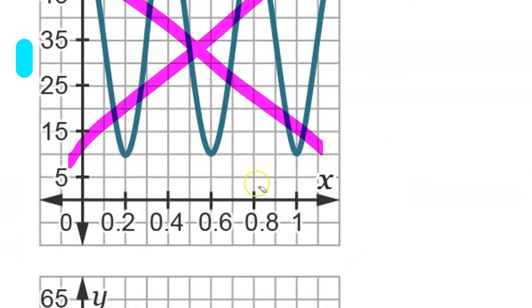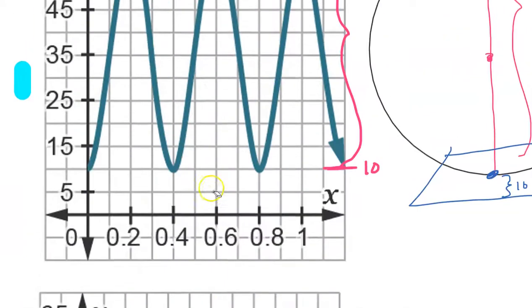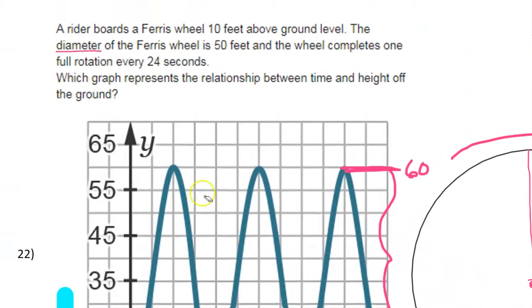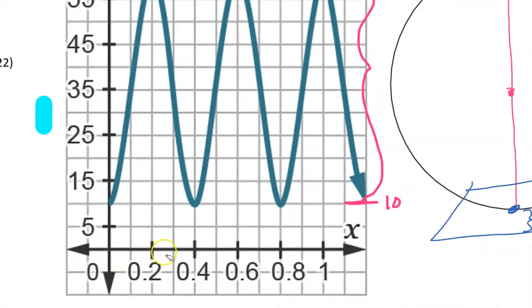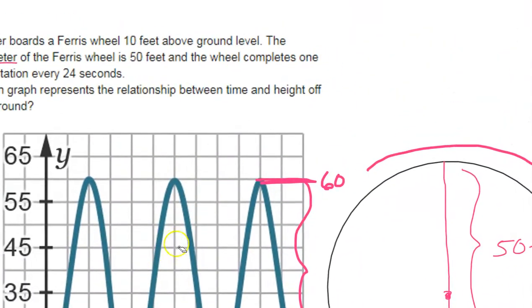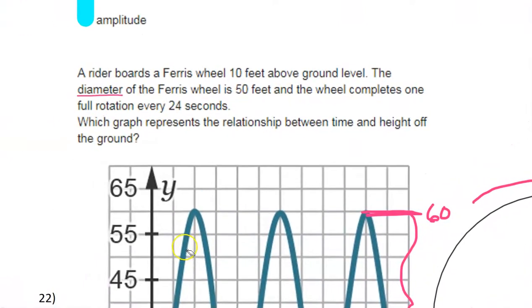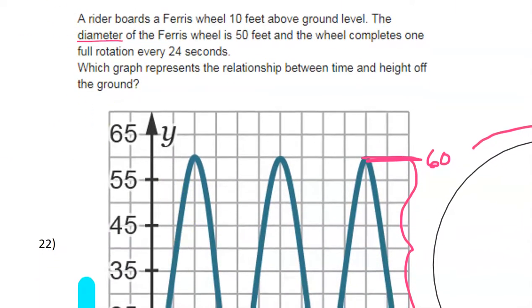So we cannot rule it out based on that. So there's one more piece of information that we're going to have to use. They told us that the wheel completes one full rotation every 24 seconds. Now I glance down here and I don't see seconds, these are decimals. So this must be minutes. So let's convert 24 seconds into minutes. So a little quick unit conversion.